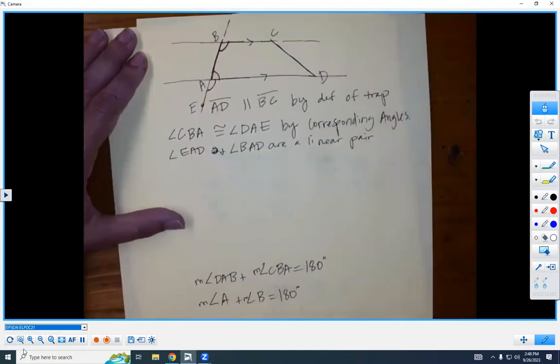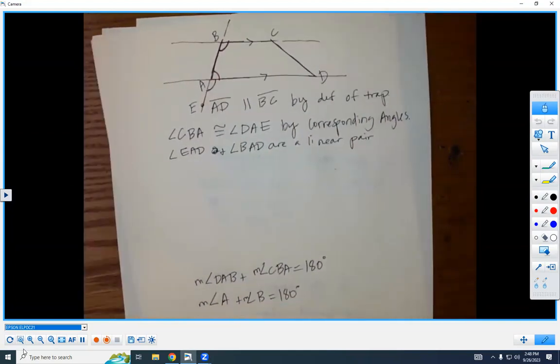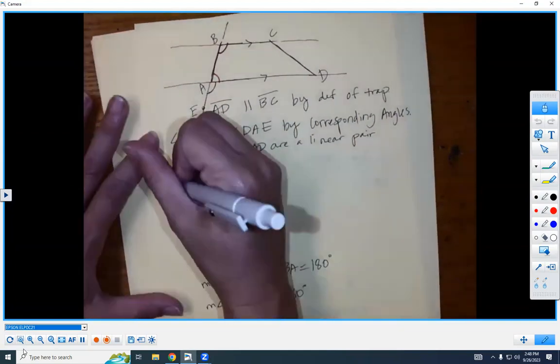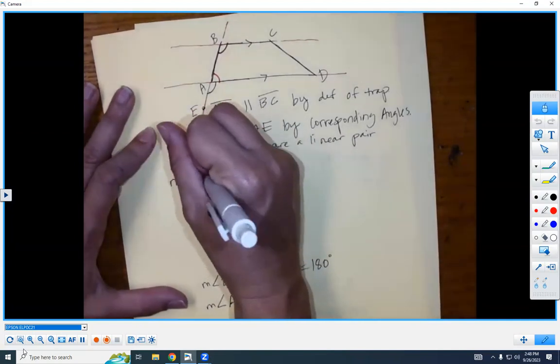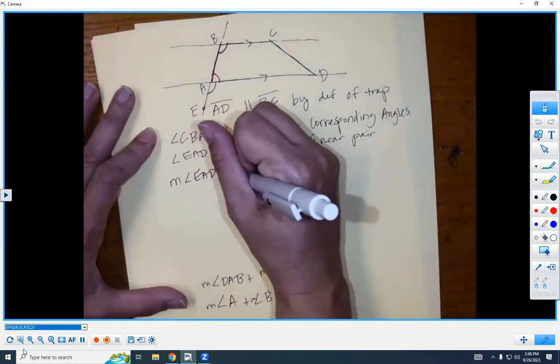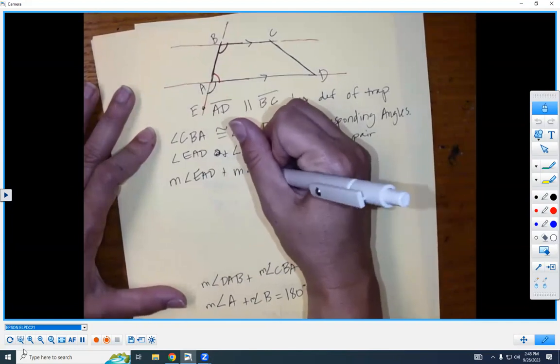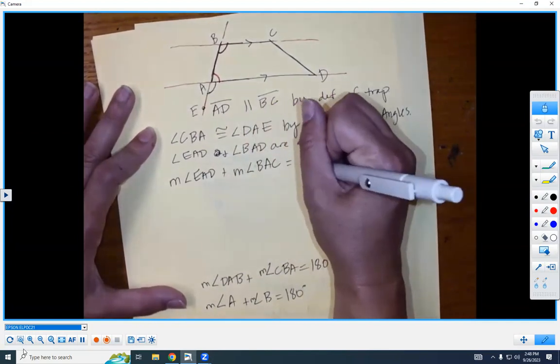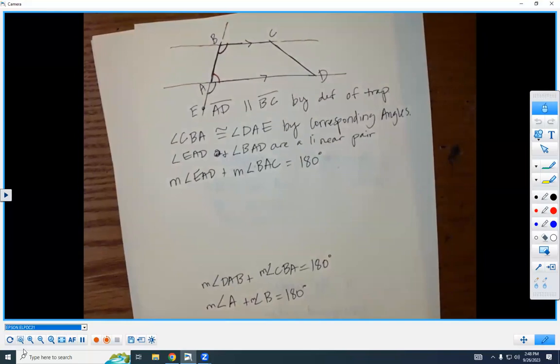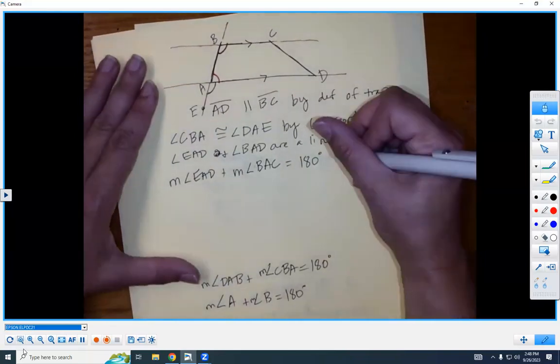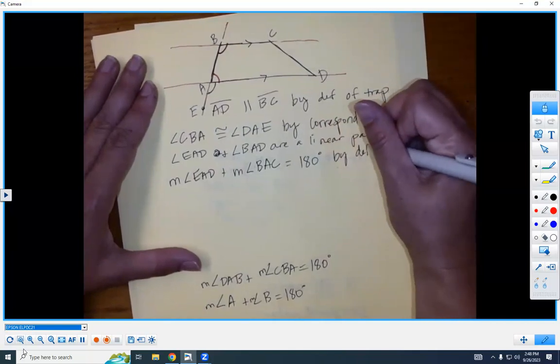So what does linear pair mean? It means that they equal 180. So I'll write that the measure of angle EAD plus the measure of angle BAD equals 180 degrees, by the definition of a linear pair.